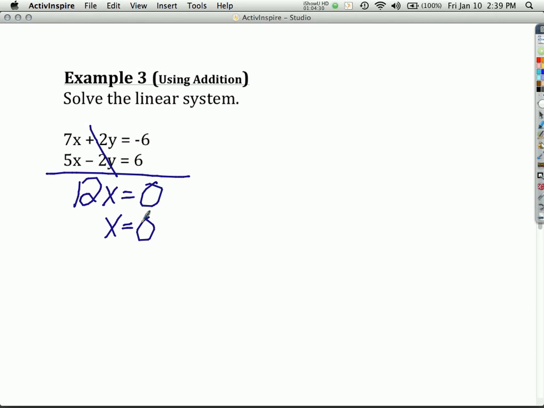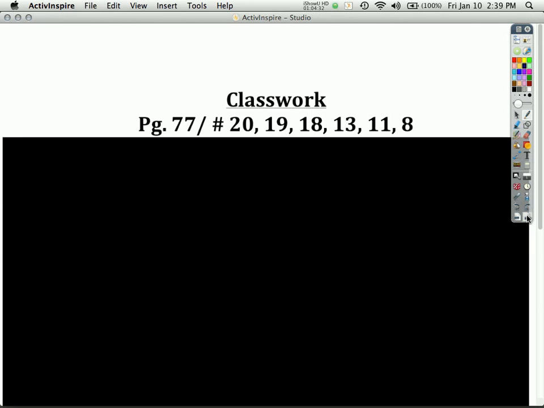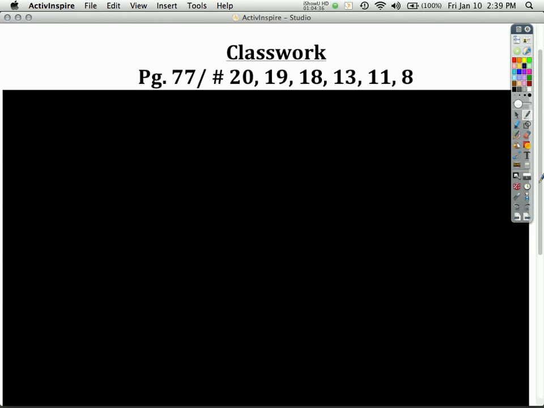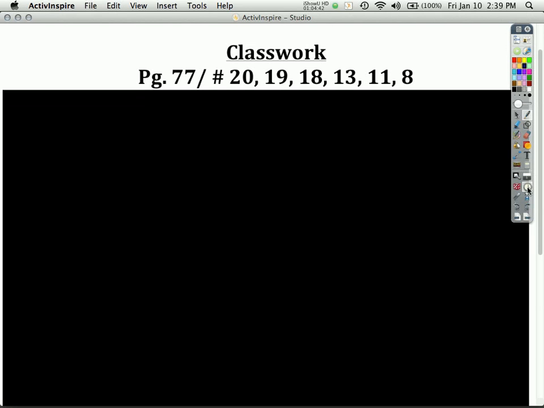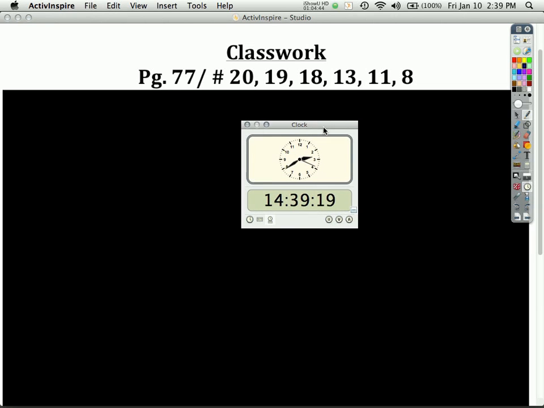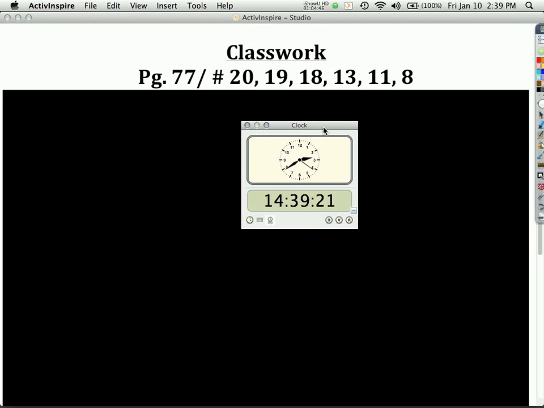Good. Draw a line across your paper. Your classwork is page 77. You're going to do numbers 20, 19, 18, 13, 11, and 8. That's 6 questions. The first 2 questions are going to take you the longest. That's fine. That's the way it's supposed to be.